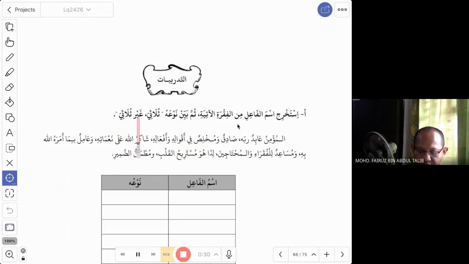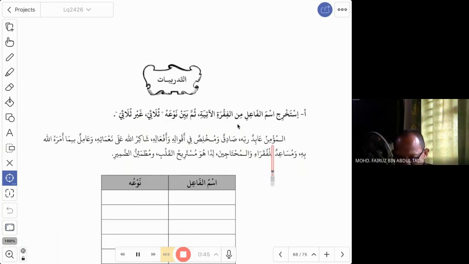If it is a three-letter fi'il, it will follow the wazan fa'il. If it is non-three-letter, it will have a mu in front of the word and a kasrah before the last letter, right? So let us look at the paragraph. Okay, what about the first word? Is this isim fa'il or not? You go through the paragraph and give me the isim fa'il. Okay, any isim fa'il?